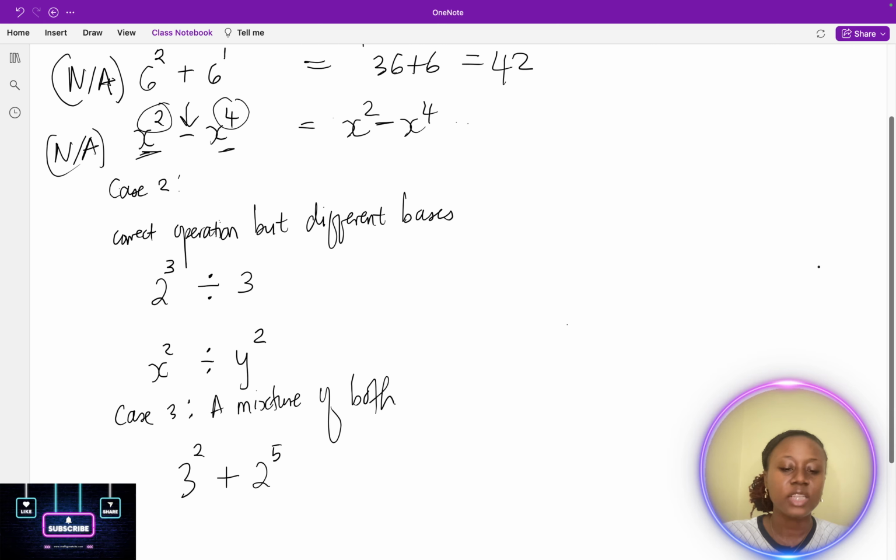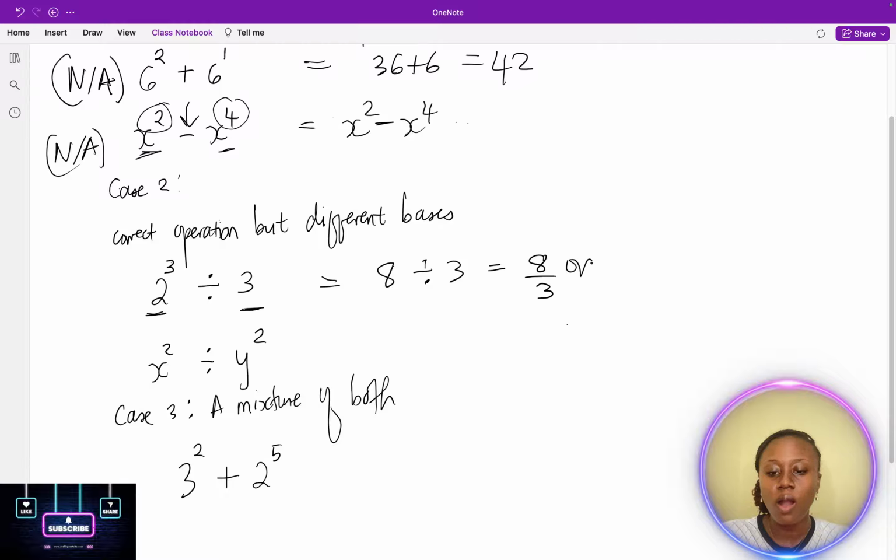Case 2, that's when we have the correct operation, but different bases. As you can see, we're dividing in each case, but we do not have the same base. What we can do, however, is evaluate each value individually. So we have 2 cubed, which is 2 times 2 times 2. That's going to be 8. Then we want to divide that by a 3. So our final answer in the form of a fraction is 8 divided by 3, 8 over 3. Or we want to write it as an improper fraction, which is going to be 2 and 2 over 3.